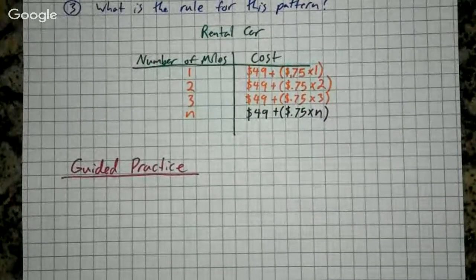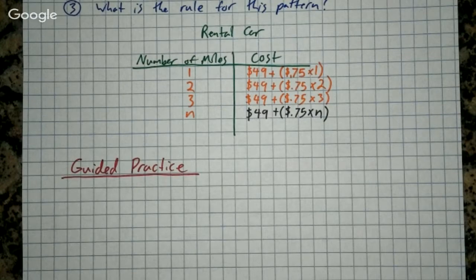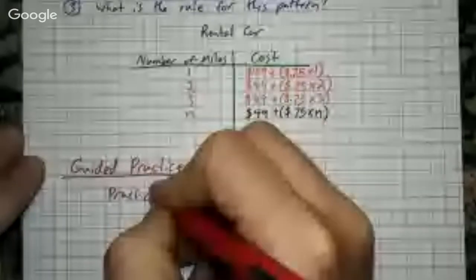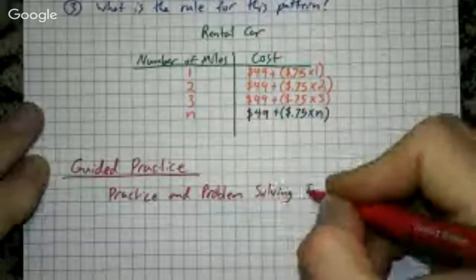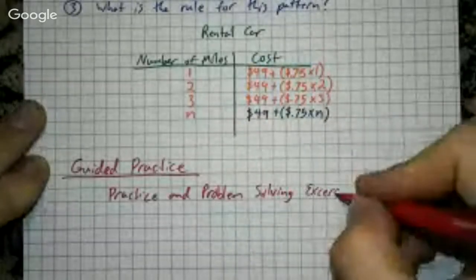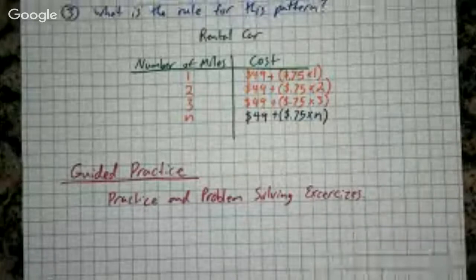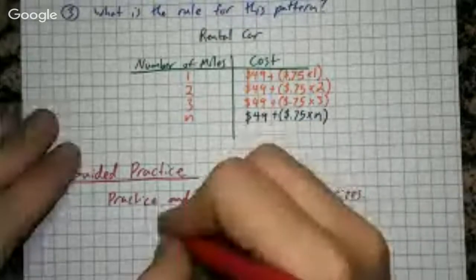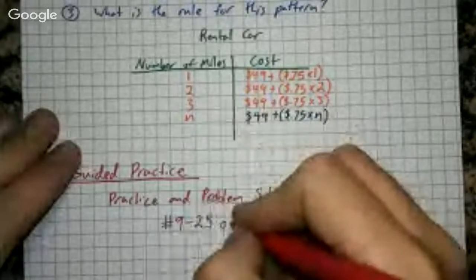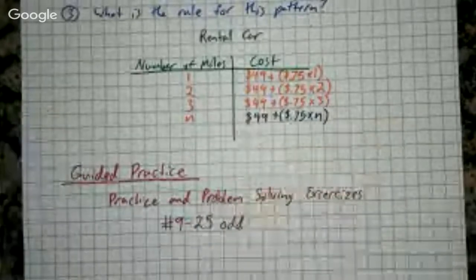So if you go to the online book, you'll be able to go to lesson 1-1, and you'll be able to find that it's the same information we've been going over here. And then your practice and problem exercises. And on that page where you see the practice and problem solving exercises, you're going to do number 9 through 25, and you're just going to do the odd numbers.